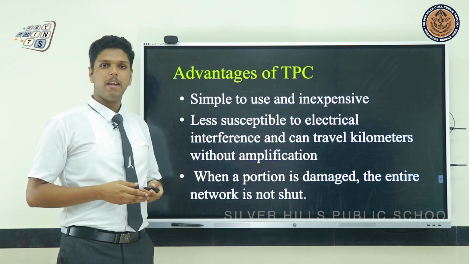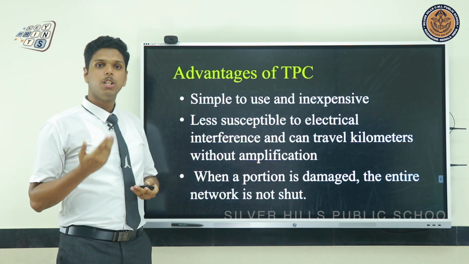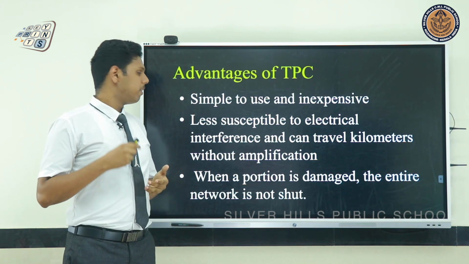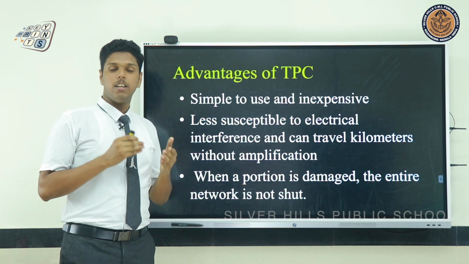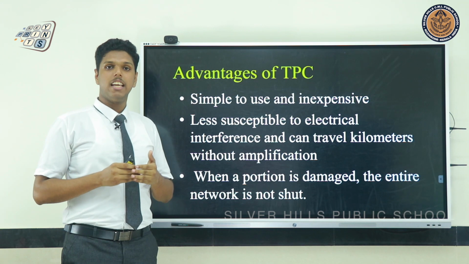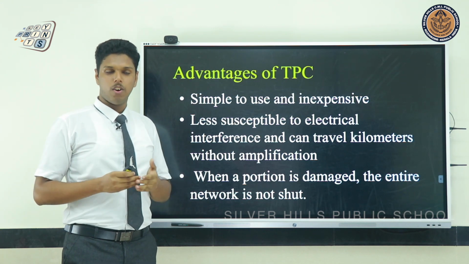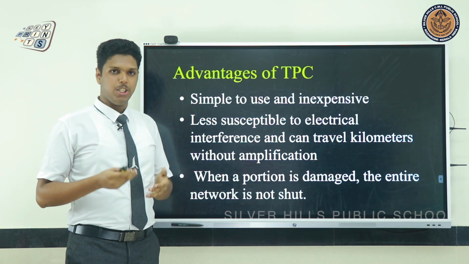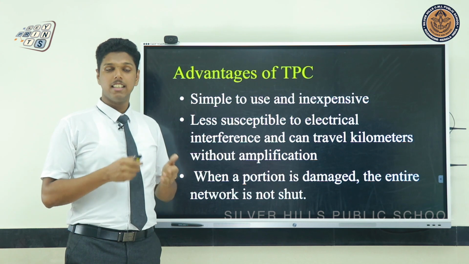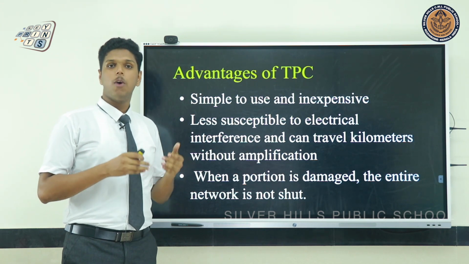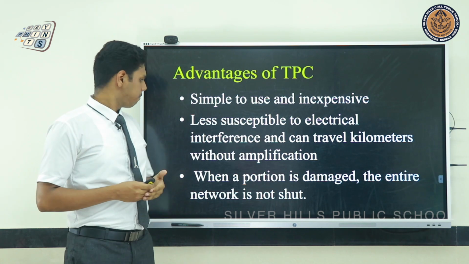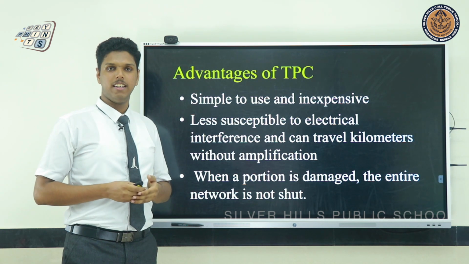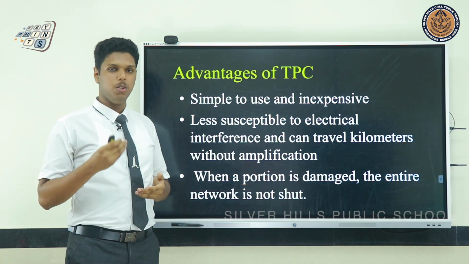The advantages of twisted pair cable or TPC are that it is simple to use and inexpensive. This twisted pair cable is less susceptible to electrical interference since the wires are twisted in pairs. So this twisting helps prevent interference, and also signals can be carried over long distances much more efficiently. And this means that a single signal can travel kilometers without any amplification or regeneration. And when a portion of this cable is broken, the entire network is not shut down. And that is why they are more convenient to use.